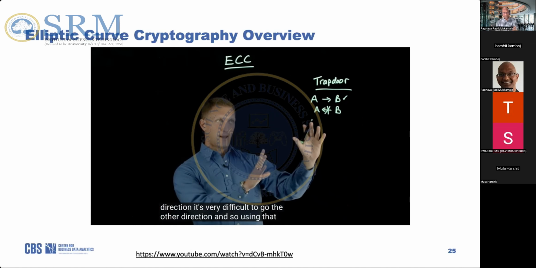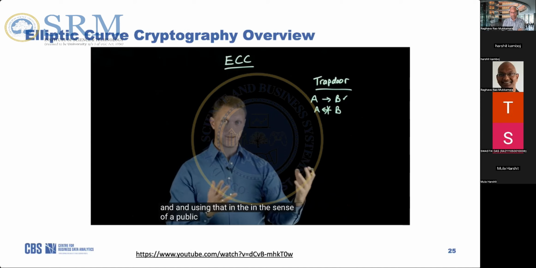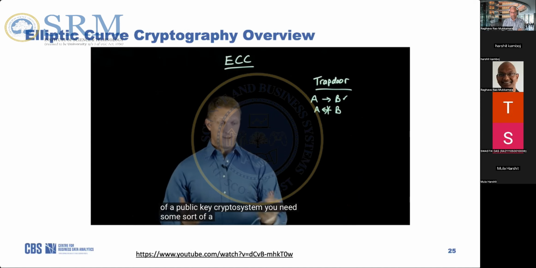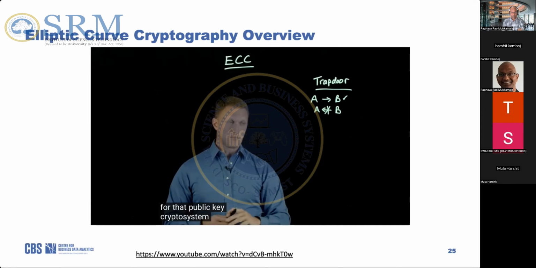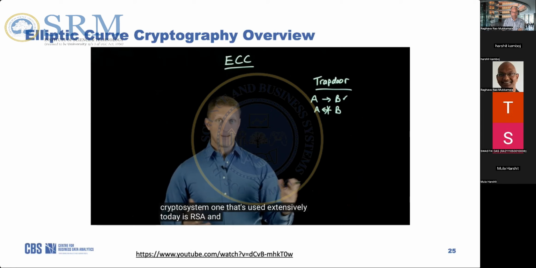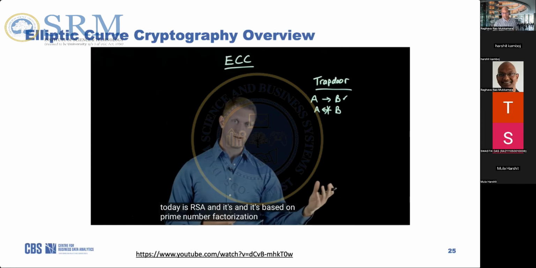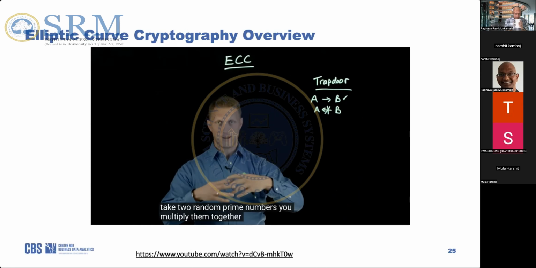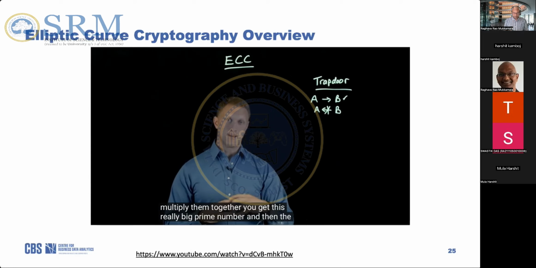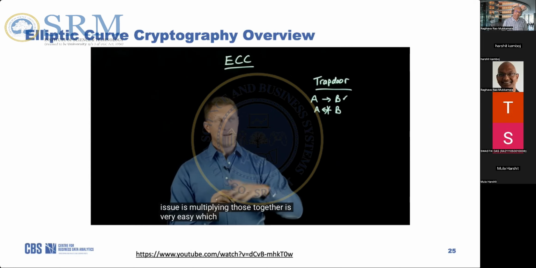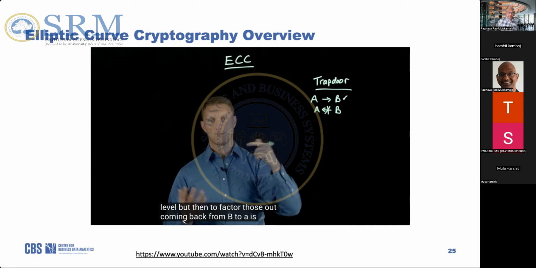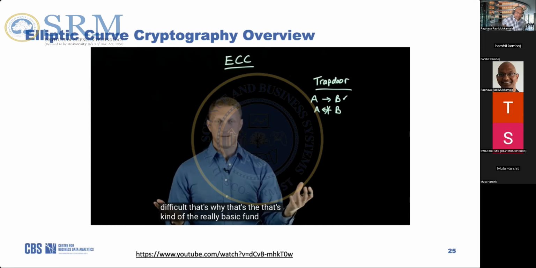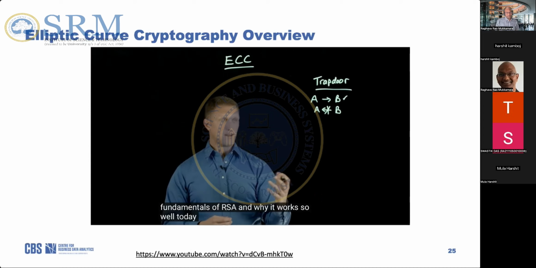Using that in a public key crypto system, you need a mathematical foundation that gives you a good trapdoor function. One that's used extensively today is RSA, which is based on prime number factorization. You take two random prime numbers and multiply them together to get a really big number. Multiplying them is very easy, that's the A to B direction. But factoring them back out, going from B to A, is very difficult. That's the fundamental basis of RSA and why it works so well today.